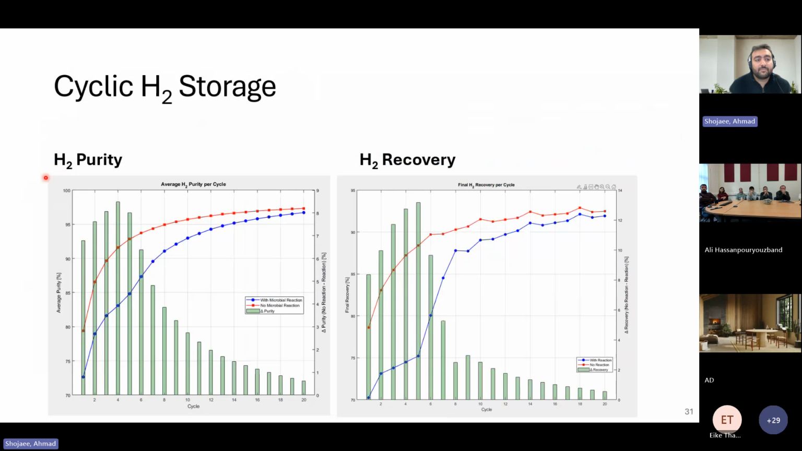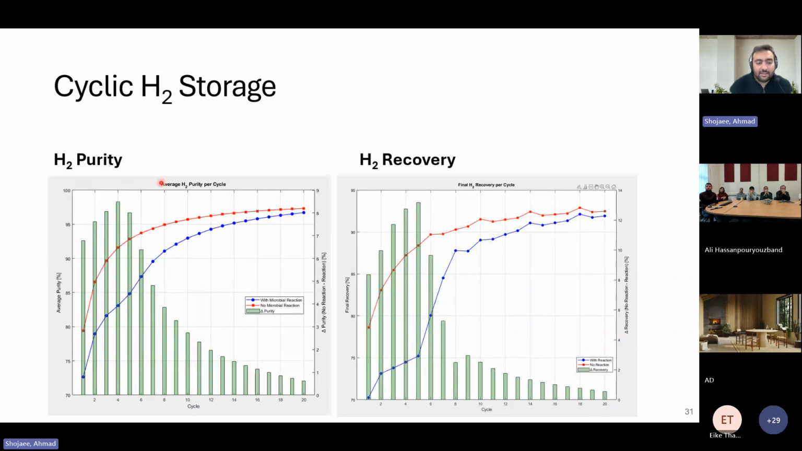Here are the results in terms of hydrogen purity, average purity versus cycles. There are two lines. A red line shows the case assuming we have no microbial reactions, and the blue line shows the case where we have some microbial reactions in the system. The bar chart shows the difference between the no reaction case and the with reaction case. We can see that at the earliest stages, we may lose some hydrogen purity in the first 4 or 5 cycles.